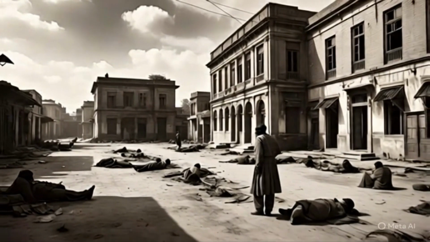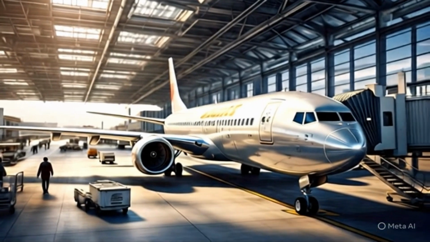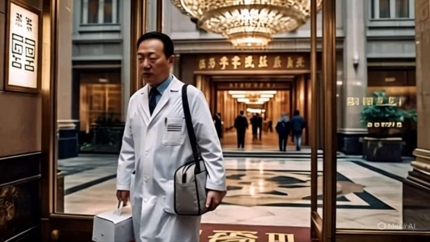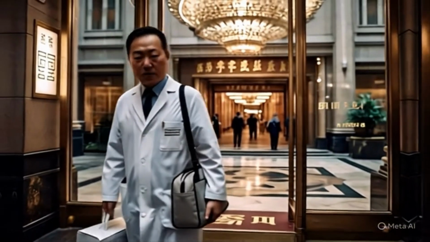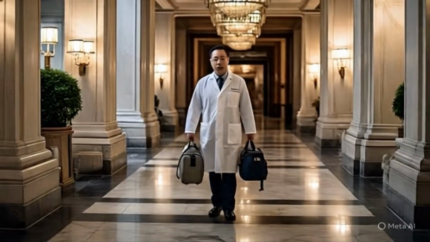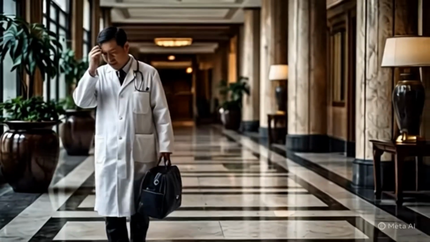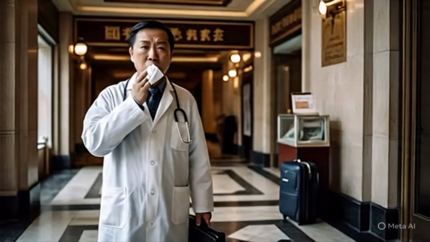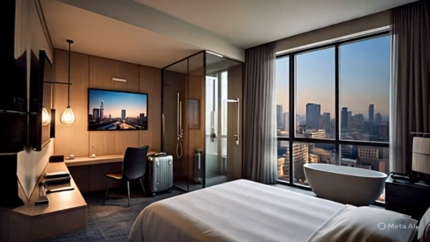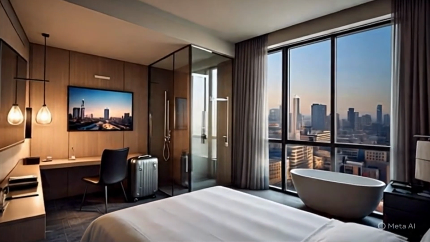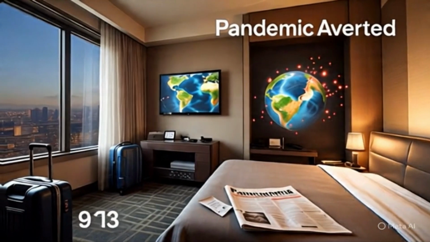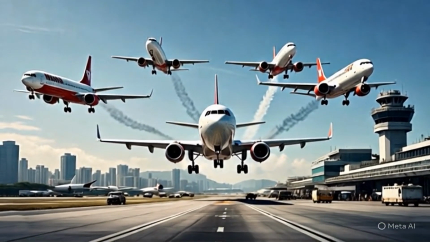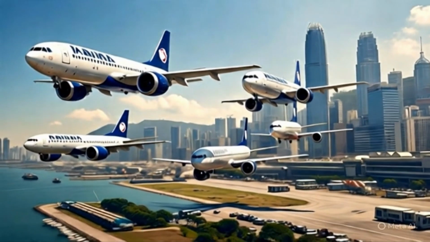But that was then. Today, planes can transport viruses to any country on the globe in a fraction of the time it took in 1918. In February 2003, for instance, a Chinese doctor arrived at the Metropole Hotel in Hong Kong feeling unwell. Unknown to him, he was harboring a new animal origin virus called SARS, short for Severe Acute Respiratory Syndrome. Within 24 hours of checking into room 913, 16 other guests had been infected, and over the following days, 5 boarded planes to overseas destinations, spreading the virus to Vietnam, Singapore, and Canada.